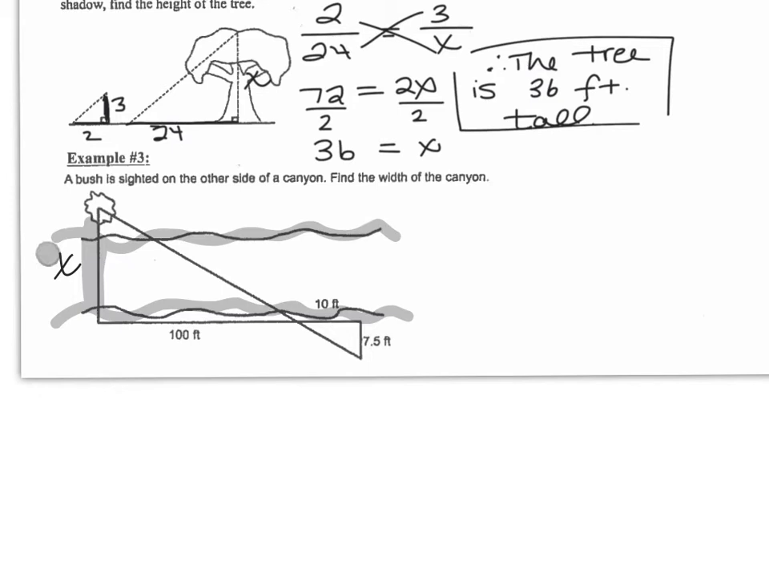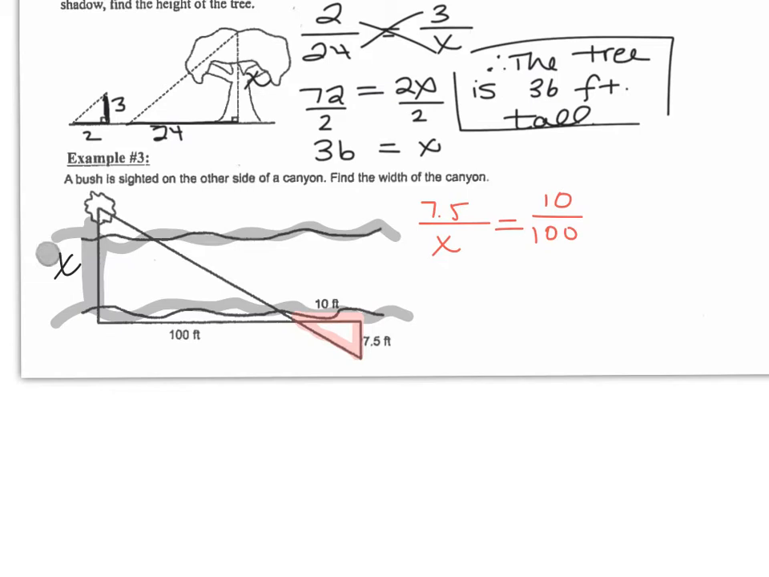So I'm going to go ahead and set up my proportion. So if you need to highlight your little triangle so you can see it, that's cool. So give me a side on my little triangle. 7.5 over 7.5 relates to X. My other little side is 10. 10 relates to 100.